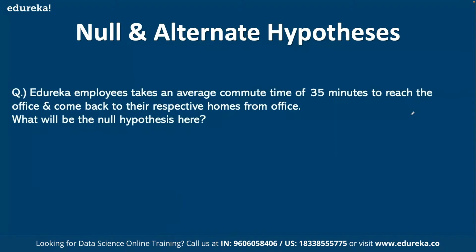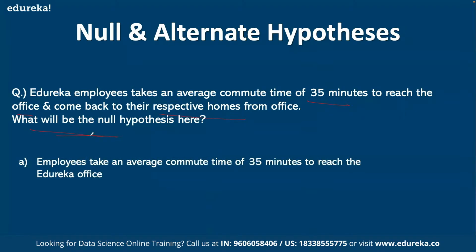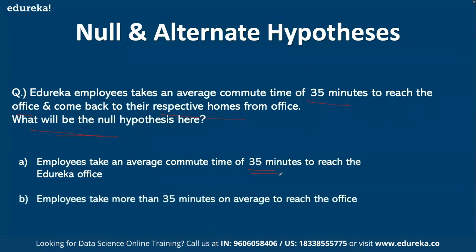Here we've got a question that says Edureka employees take an average commute time of 35 minutes to reach the office and come back to their respective homes from the office. Now, in this scenario, what exactly is the null hypothesis? In this example, the null hypothesis is our current belief, which is that Edureka employees take an average commute time of 35 minutes to reach the office, and 35 minutes to reach home from the office. So that's my null hypothesis.